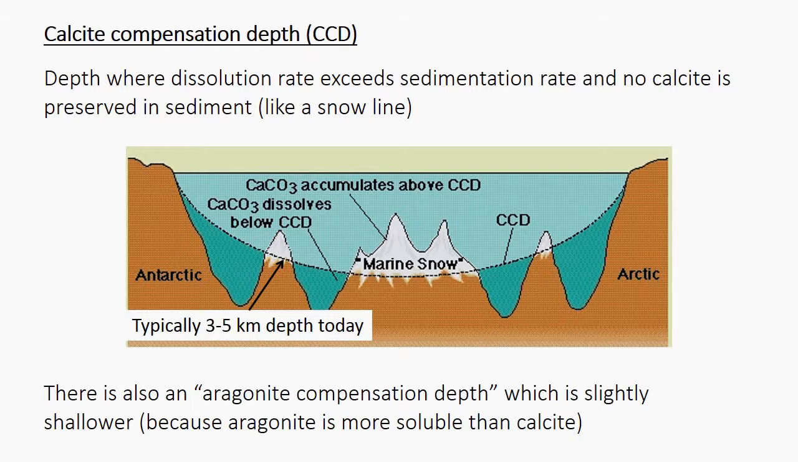The CCD is always below the lysocline, and the difference between the lysocline and the CCD depends on the rate of sedimentation. You can think of the CCD as like a snow line on a mountain, where the peaks of the mountain are covered by this white carbonate sediment snow, and the deeper parts lack this carbonate sediment, anywhere below the CCD. So the CCD is affected by all the factors that affect carbonate saturation. It's located around 3 to 5 kilometers depth in the modern ocean. I'll note there's also an aragonite compensation depth. It's a little bit shallower than the calcite compensation depth.